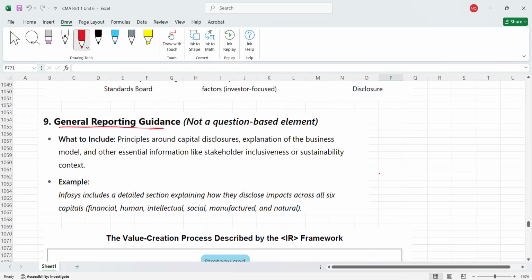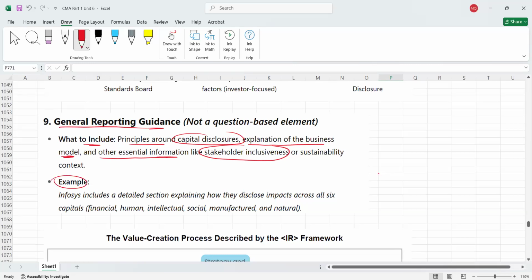So in general reporting guidance, what to include? For example, principles around capital disclosures, like what the important disclosures are, and an explanation of the business model. Other essential information, like stakeholder inclusiveness, because we need to explain how we are interacting with the stakeholders, with the customers, with the investors, or with the regulators, and how you include them in your decision making. So you have to explain the stakeholder inclusiveness or the sustainability context.